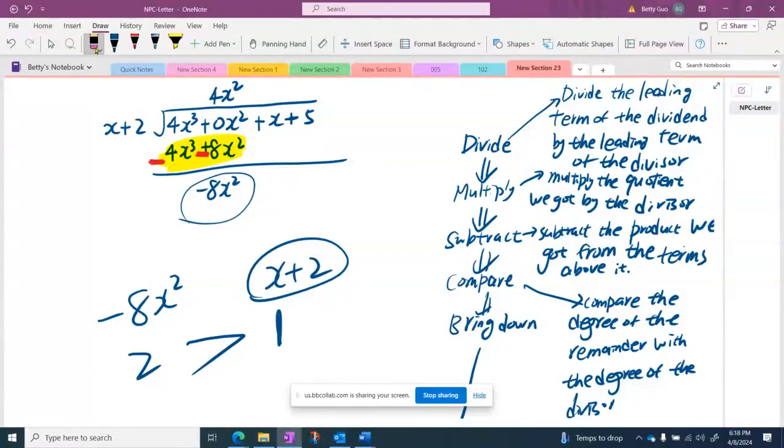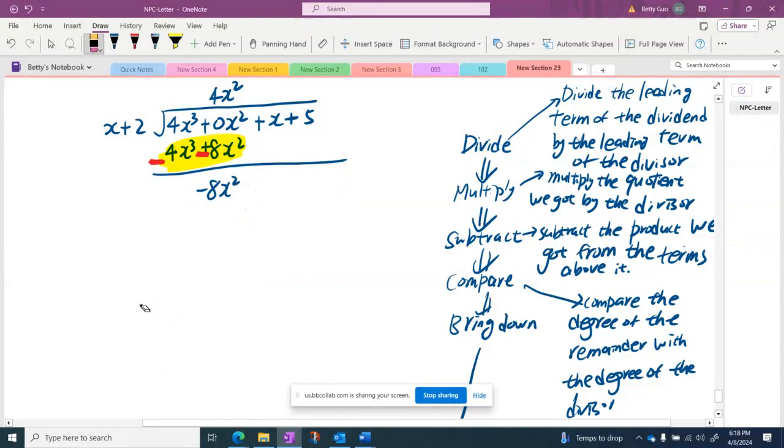So we have to bring down the next term in the dividend. Bring this down, plus x. Make sure everything vertically aligned are like terms. Very neat. So far so good? Let me repeat, when do we bring down? We compare the degree of the remainder with the degree of the divisor. If the degree of the remainder is not strictly less than the degree of the divisor, we continue by bringing down the next term in the dividend.